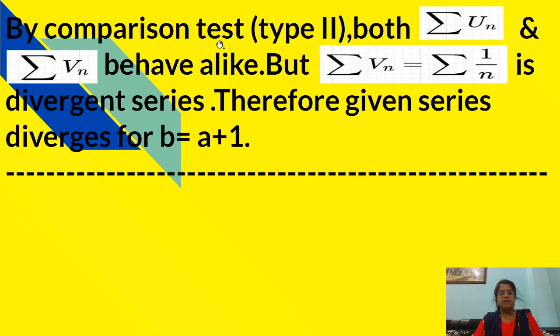Therefore by comparison test, both summation un and summation vn behave alike, but summation vn is equal to summation 1 upon n is a divergent series, and therefore the given series also diverges for b is equal to a plus 1.